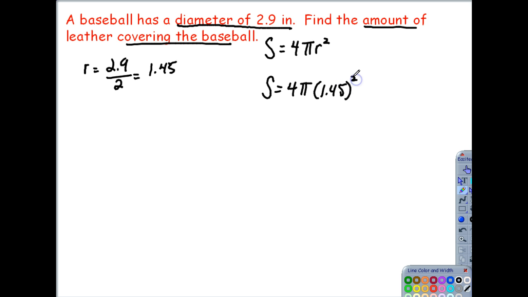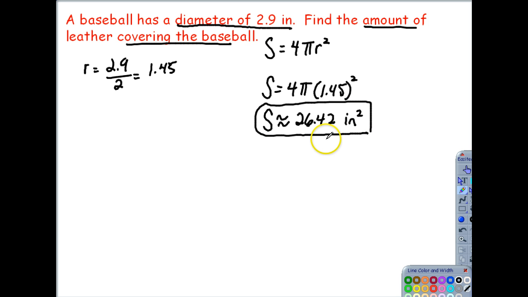And I'm noticing there's already units, so it's okay if you just type it all in and get a rounded answer. So how much leather approximately covers the baseball? Let's see. Oh, that would help if I used a decimal. Okay, 4 pi times 1.45 squared is going to give us 26.42. And this is in square inches. Yes, that covers the baseball.